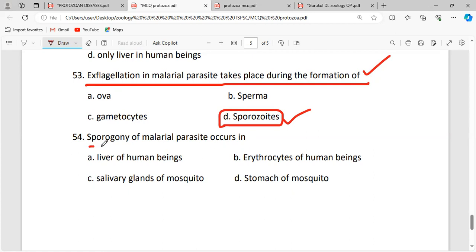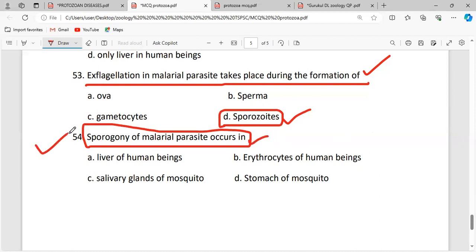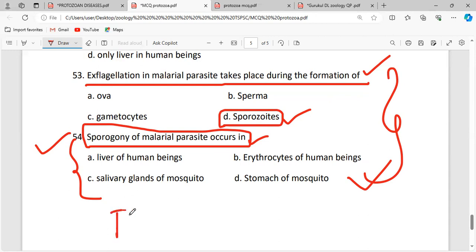Fine. And the answer for this question: sporogony in the malarial parasite occurs in... You have to find the answer for this question. This will be the homework for you: answer the 54th question, and explain why sporocyte is the answer for the 53rd question. These two will be the homework. I'll upload the PPT in the group and you can make use of it. Protozoa has been completed, and if you read the PPT today itself, it will be easy for you at the end of the day.